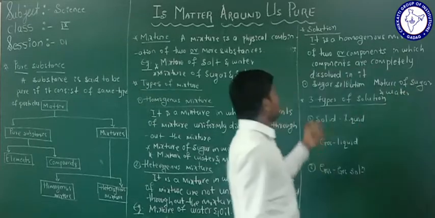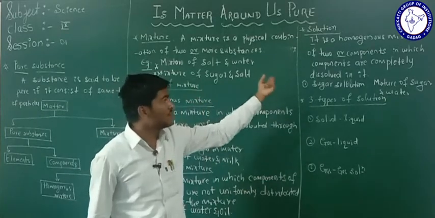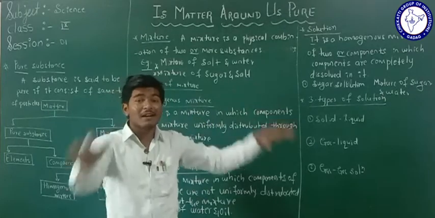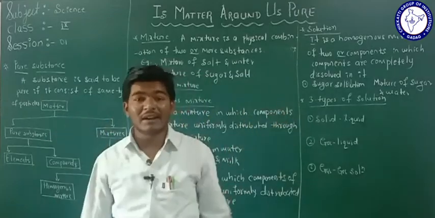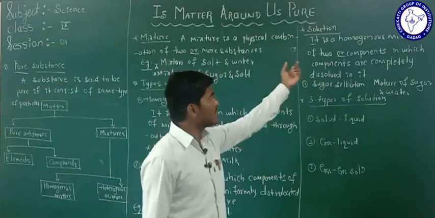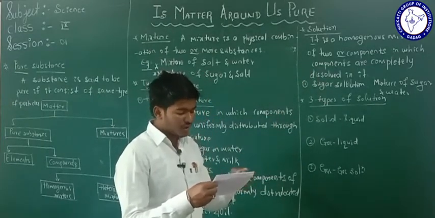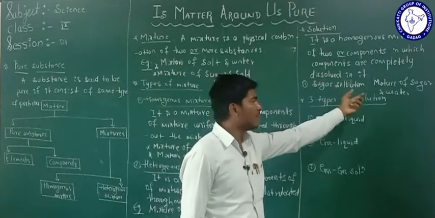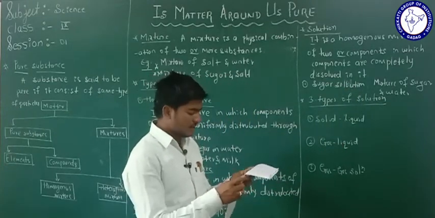So what is a solution here? It is a homogeneous mixture of two or more components in which the components are completely dissolved in it. See, one example I am taking here is the sugar solution. The sugar solution is nothing but a mixture of sugar and water. It is a solution.